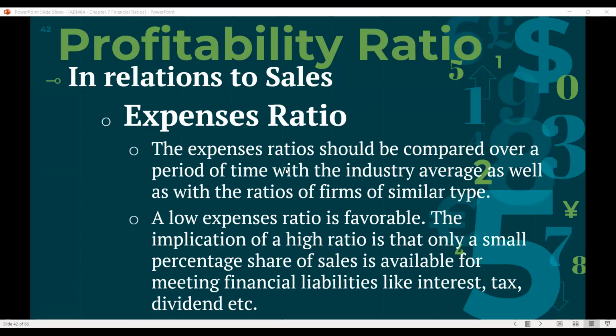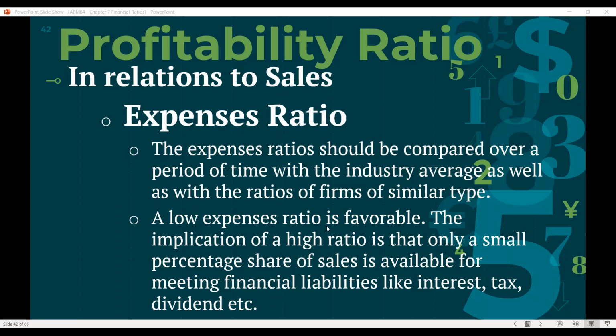Next is we have expenses ratio. So the expenses ratio should be compared, okay? Compared over a period of time with the industry average as well as with the ratios of firms of similar type. So for expenses ratio daw, mas nice yun siya if imo siyang i-compare. Makita nimo kung unsa ka kagasto based on other firms' performance or other nga firm nga ga-operate gyapon. So you'll know nga dako ra ba kay ko og gasto, na sobraan ba ko gasto. So let's try to compare it with the industry average or with the same lang gyapon nimo nga business.